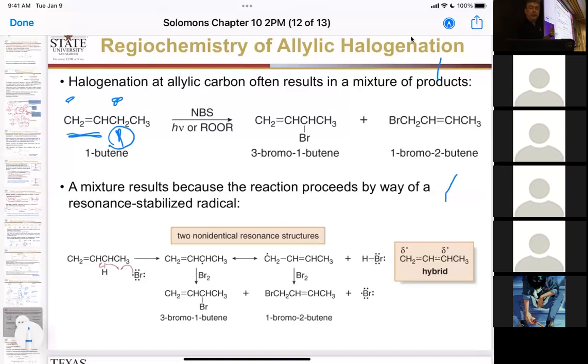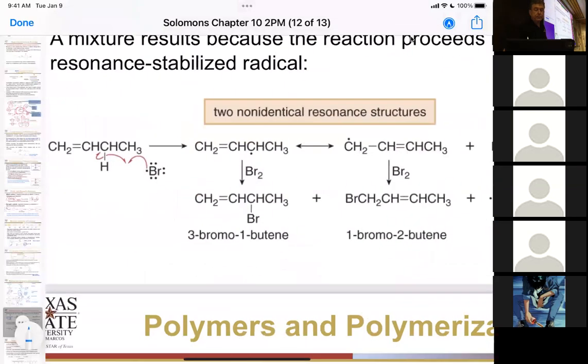Okay, so if we generated the radical here, and we had the bromine radical make the new sigma bond here, it would give us the 3-bromo product. Now, if we had the other resonance structure, the radical would be here, the double bond would be in the middle, and that's where we get the 1-bromo-2-butene. We get the 1-bromo-2-butene because it was attacking the primary radical. Okay, so let's look at that.